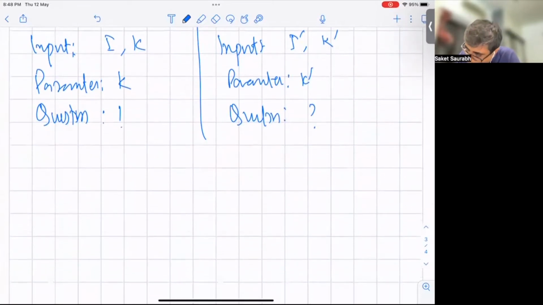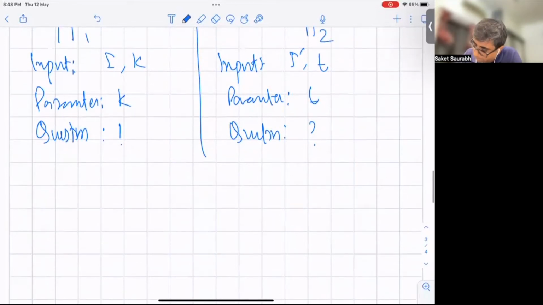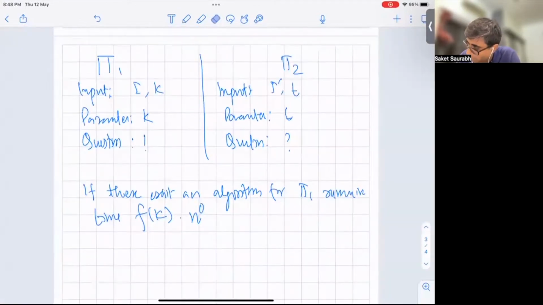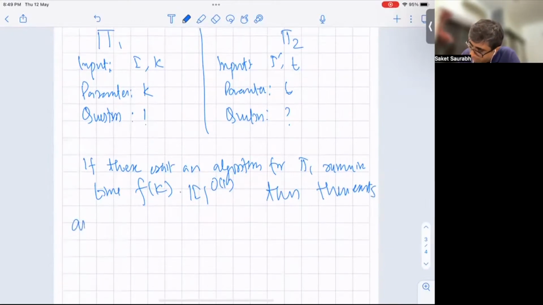And now let's say here is our statement: if there exists an algorithm for pi1 running in time f of k times n to the power 1, where n is the instance size, then there exists an FPT algorithm for pi2.